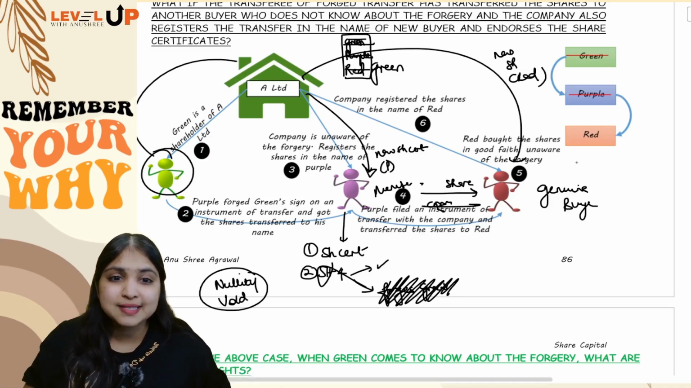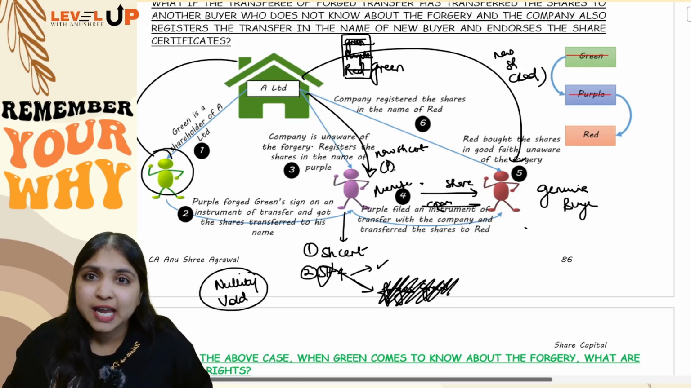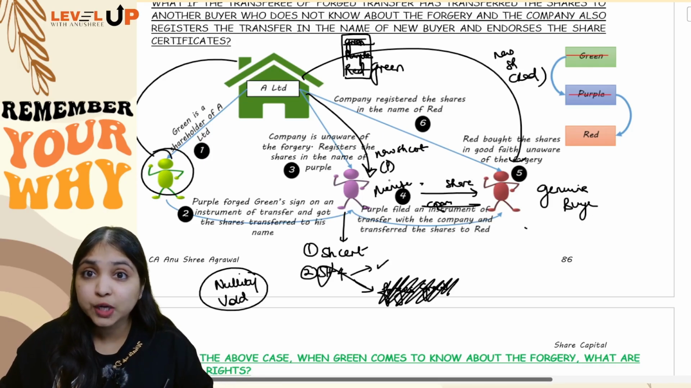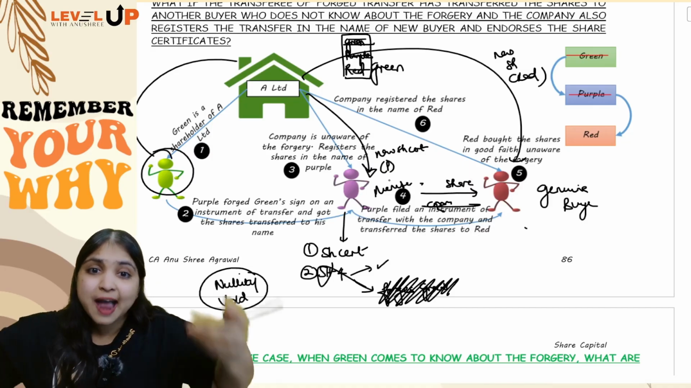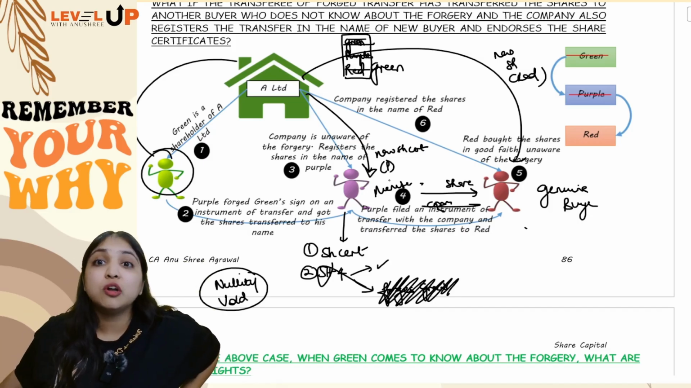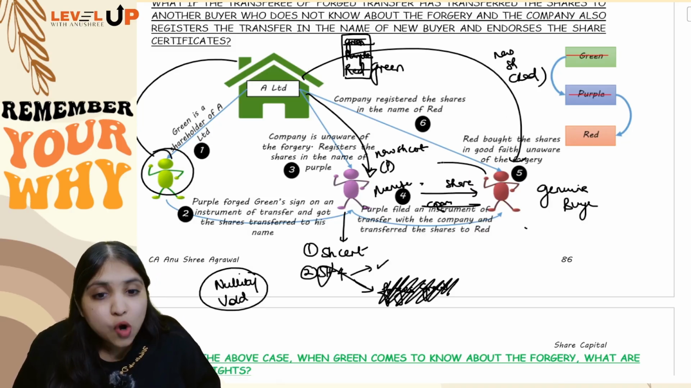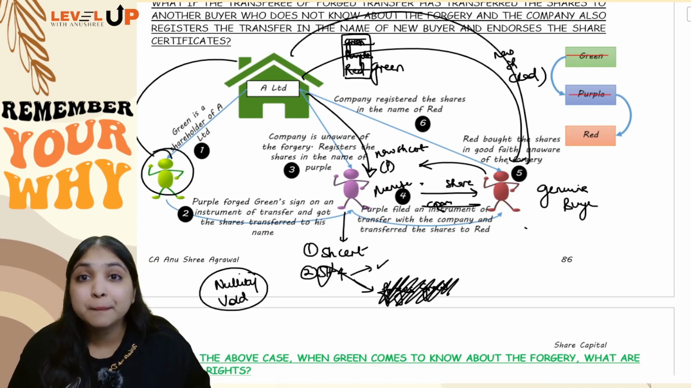But now who will be sad, guys? Red will be upset. Red will think, company, you only gave a share certificate saying Purple is the owner. I relied upon that share certificate which you gave. I bought shares from Purple. I gave him consideration, and now you are saying I am not a member of the company. You are saying Green only is a member. What nonsense. So company will have no choice. Company will have to compensate Red because Red has suffered a loss because he relied upon the share certificate issued by the company only. So company will have to compensate Red.